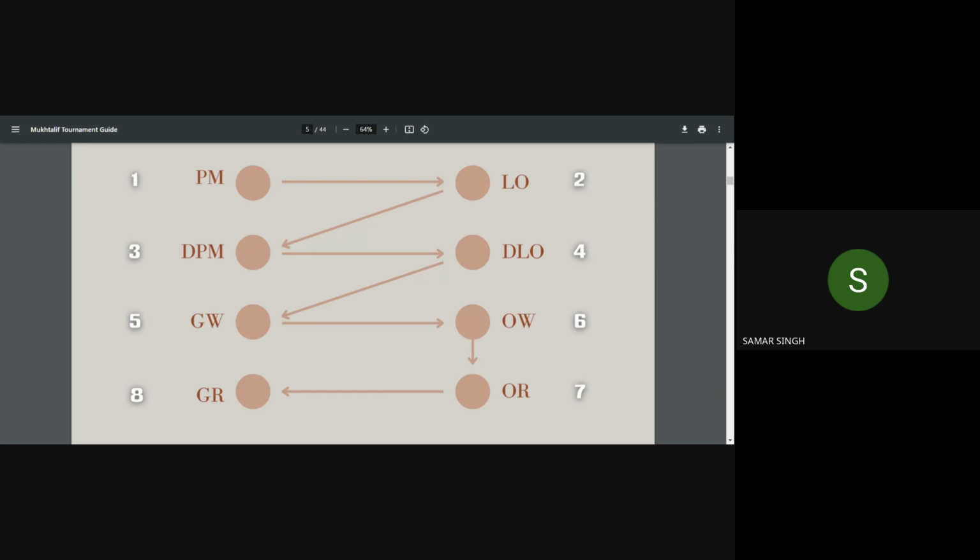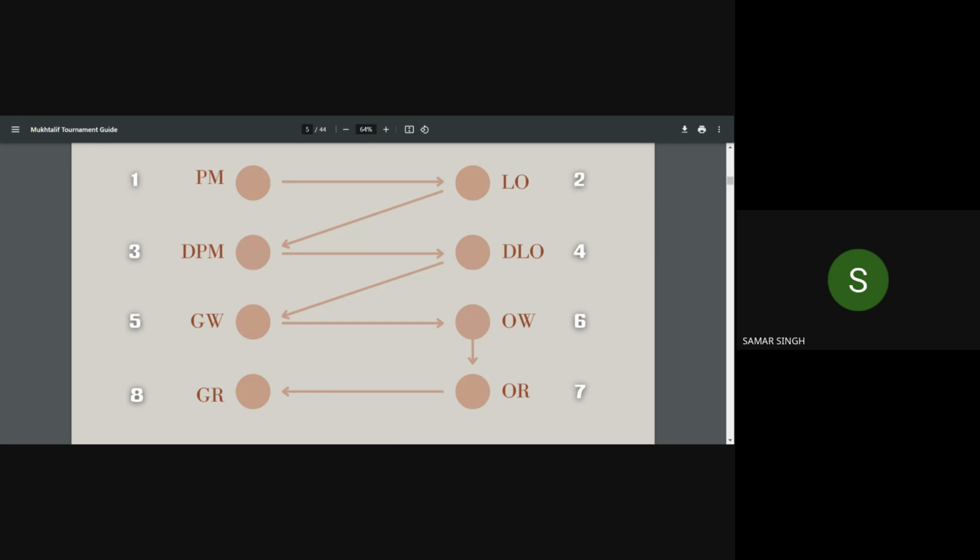Next thing that I told till now was basically the order of speech. The first person is Prime Minister, then comes the Leader of Opposition, then comes the Deputy Prime Minister, then Deputy Leader of Opposition, then Government Whip, then Opposition Whip, then Opposition Reply, and then lastly Government Reply. So that is the format and the order in which the speakers give their speeches.